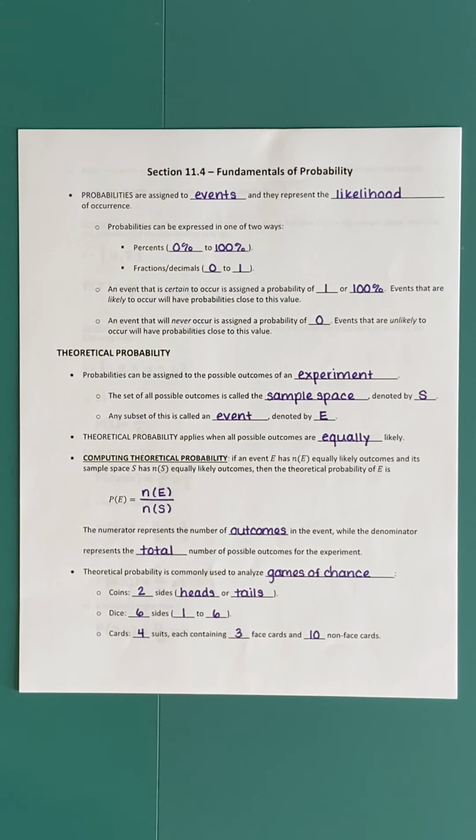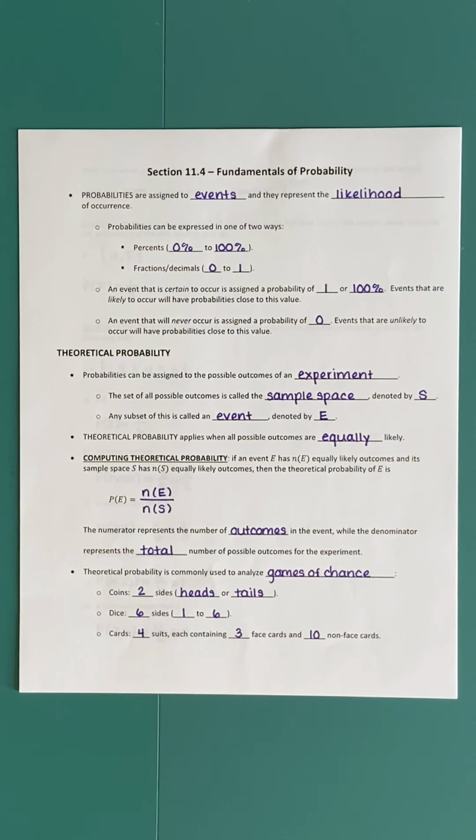So for instance, say an event has a 20% probability of occurrence. Well, that means it's fairly unlikely. It's not impossible that it could happen, but it's less likely to happen than an event that, for instance, has an 80% probability. So anywhere on the spectrum from 0 to 1 or from 0% to 100%, we can have events, we can have different probabilities.